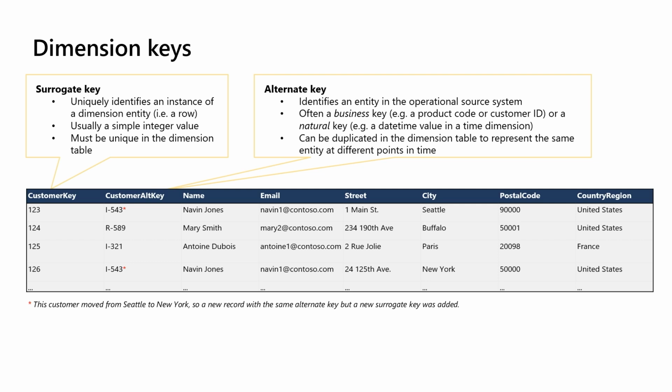Note that the example on the slide is simplistic. Although not shown here, it's common for slowly changing dimensions like this to include columns to indicate the effective dates for each record and a flag to indicate which record for a given alternate key represents the current version of the entity.